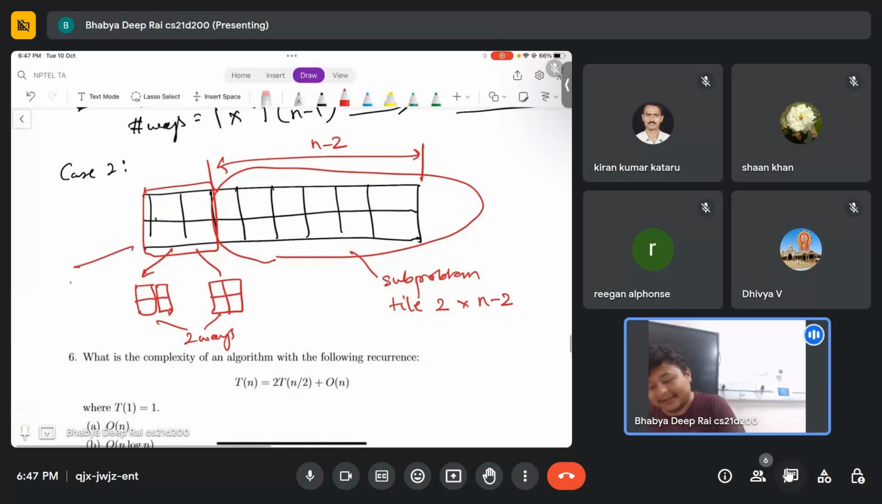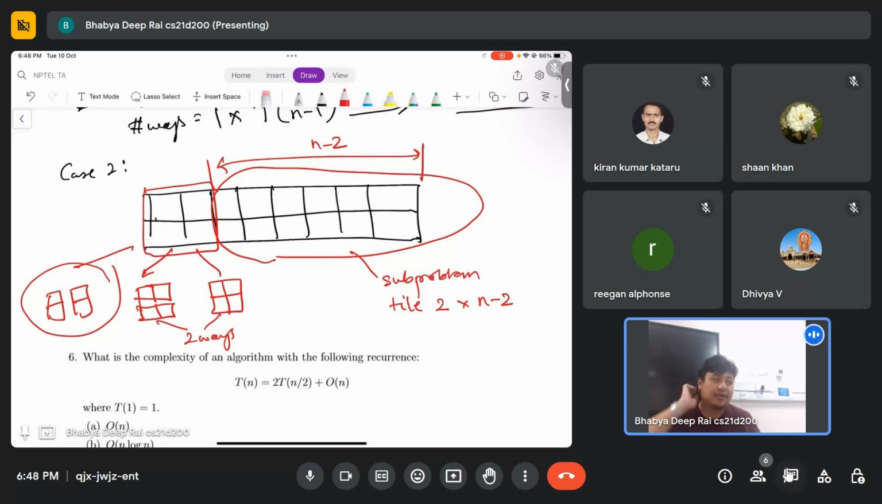Why am I not considering this case? Okay, there's a mistake here. The case is 2 horizontal tiles, not vertical tiles. Why am I not considering 2 vertical tiles? This is also a valid way, right? Why am I not considering this? Can anyone tell me? Why am I not using vertical tiles to tile these 2 blocks?